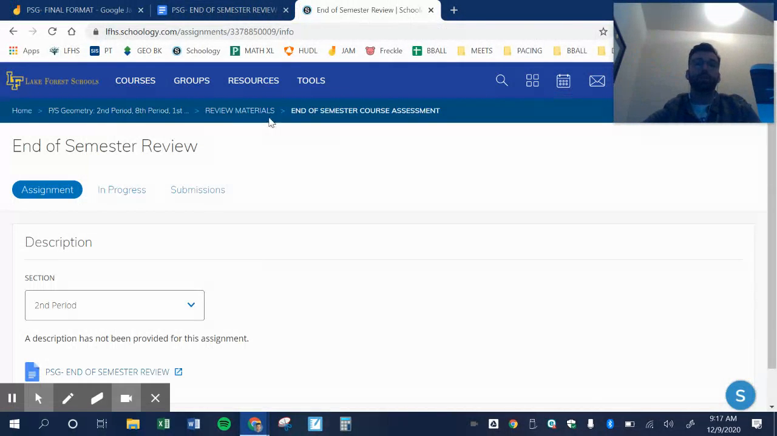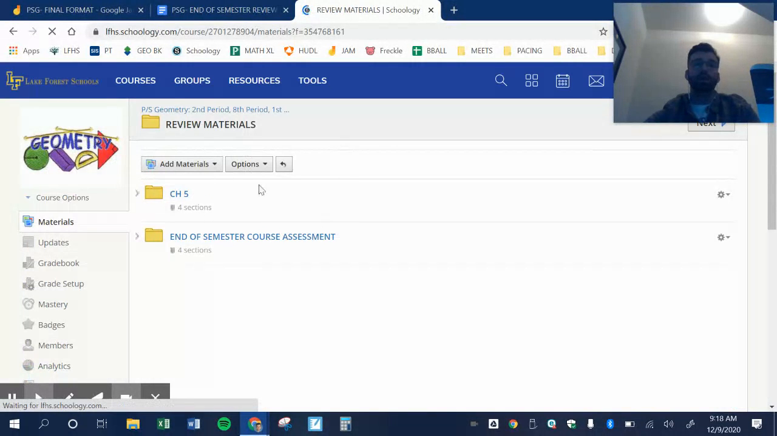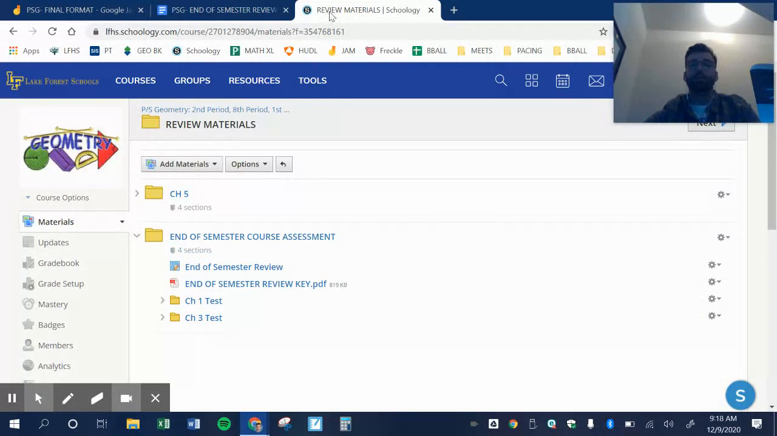You can look over those in here. Okay, in the review materials folder, you'll see end of course assessment. You'll see chapters 1 and 3 in here. Chapter 4 will be in there soon as well. I just haven't transferred it in there. And you can look over your tests, okay? I put the test folder in there, and then you can just find it and see it there.